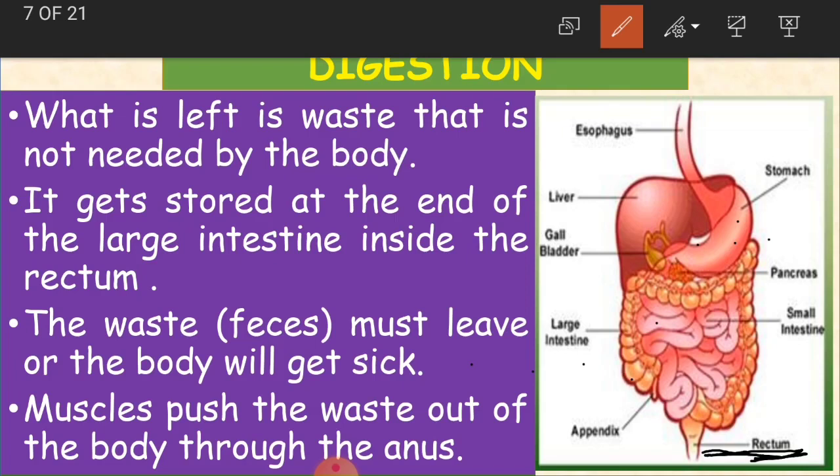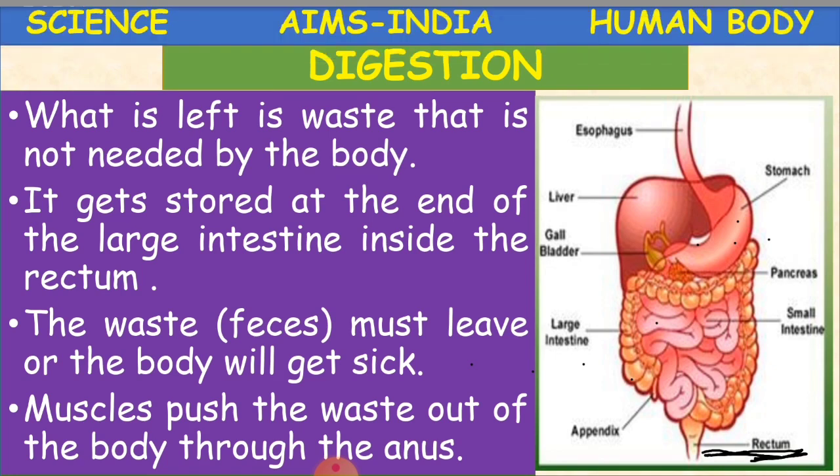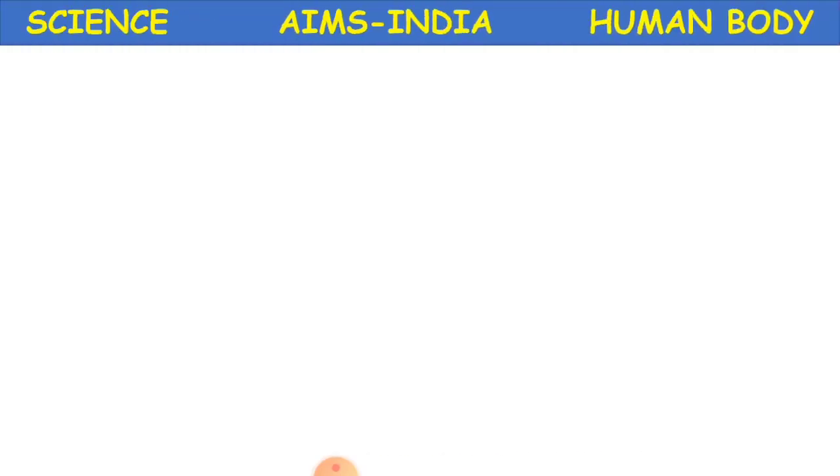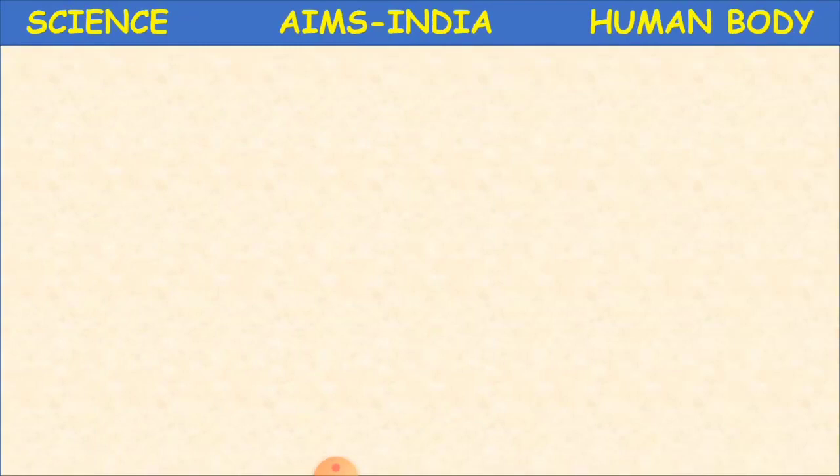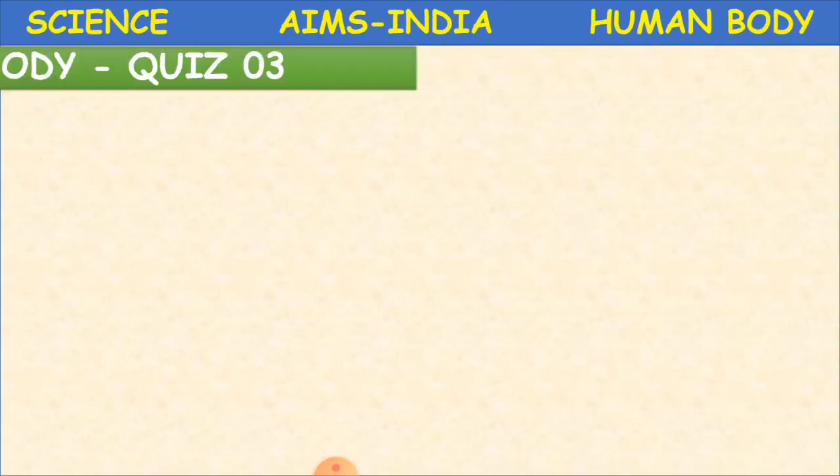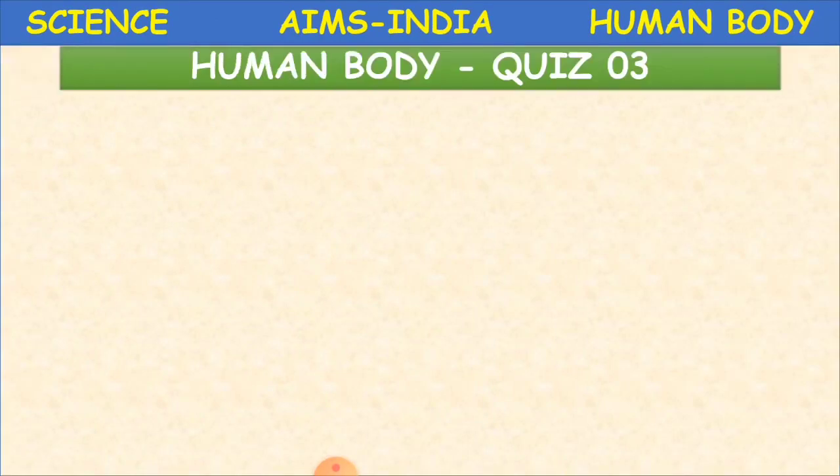Muscles push the waste out of the body through the anus. Okay, what happens here? We also have muscles in our body. What do the muscles do? They push the waste by force out of the body through the anus. Okay, children, clear? Like this, the waste is removed from our body, and the body feels fresh. It becomes healthy once the waste is removed from the body.